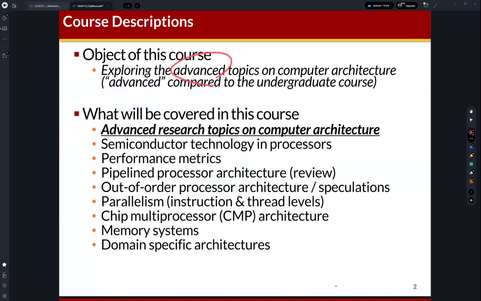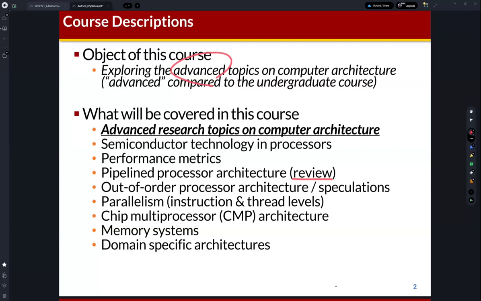And then this is just a review. The pipeline processor architecture. So it means the in-order processor architecture. Okay, so this is just a review, but we need to cover the basic concept of in-order processor architecture. It's very important, it's very critical for understanding the processor architecture.